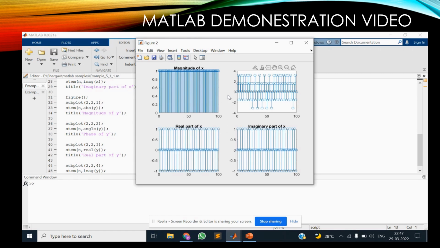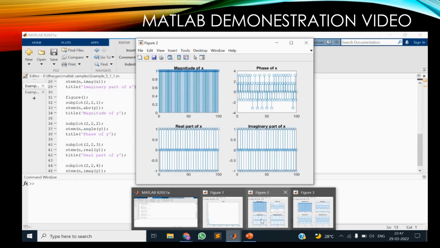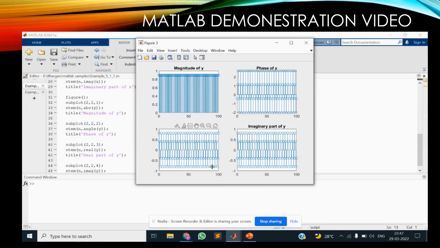This all shows the x of n signal spectrums. Now we can see the y of n signals, that is magnitude, phase, real part and imaginary part, where the n signal ranges from 0 to 100 for all these parts of the function. This shows the magnitude, phase, and real and imaginary parts of these graphs. Now this is the example of 5.1.1 in MATLAB demonstration.